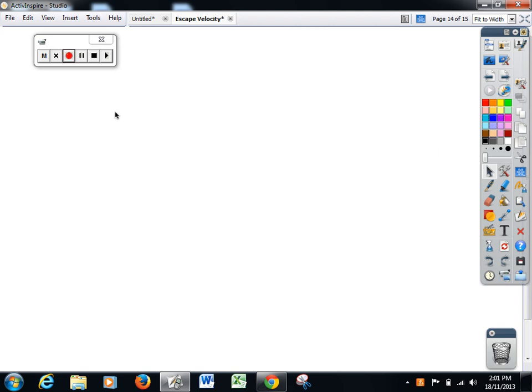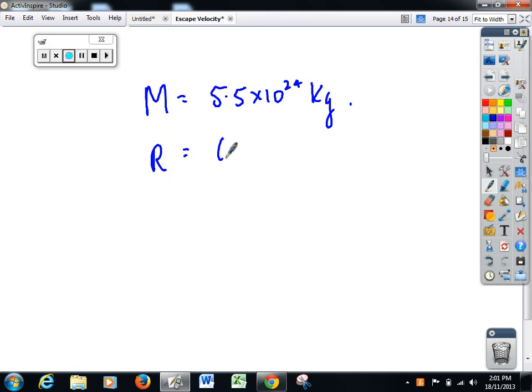We have a mass of our planet, which is 5.5 by 10 to the 24 kilograms. The radius of my planet, R, is 6,500,000 metres. Please realise this value must be in metres. It's often given to you in kilometres. Just in comparison to the Earth, is this mass smaller or bigger than the mass of the Earth? Do you remember? It's smaller. Remember, Earth is 5.98 by 10 to the 24.